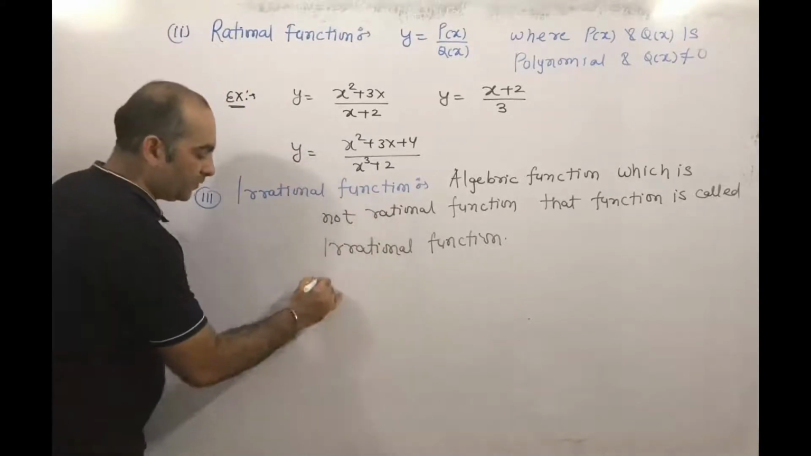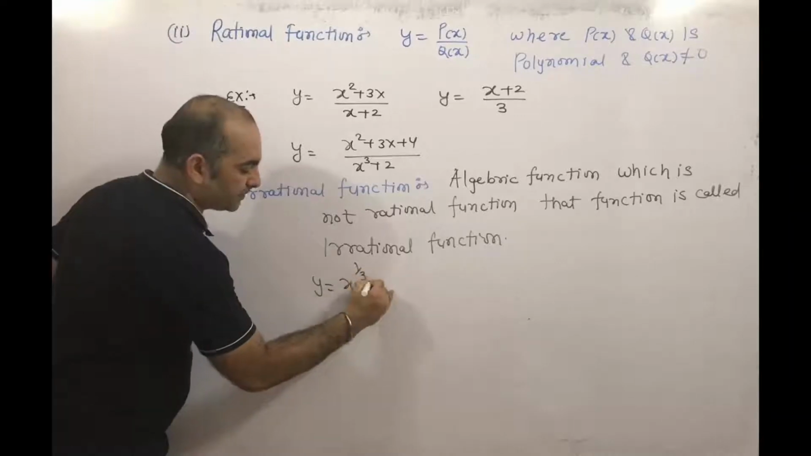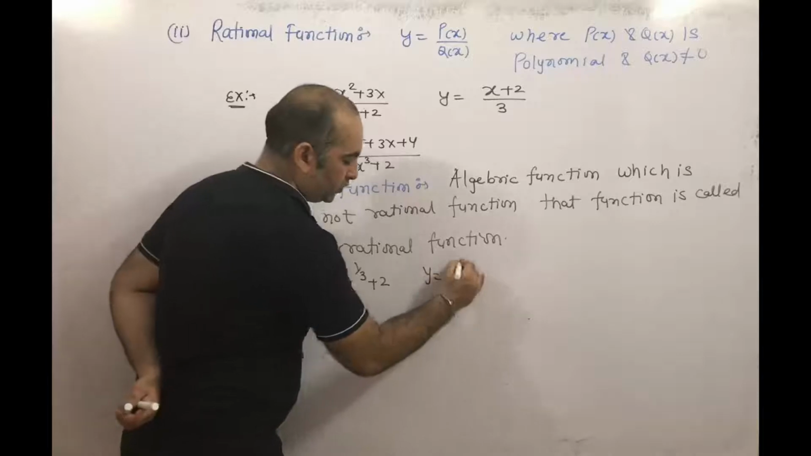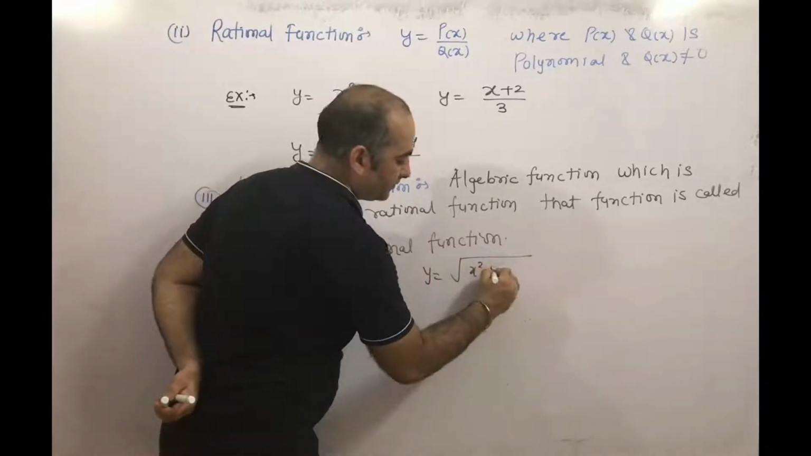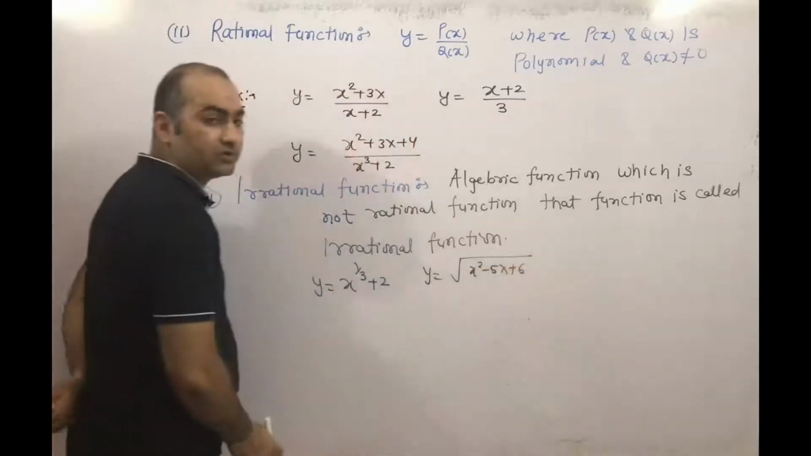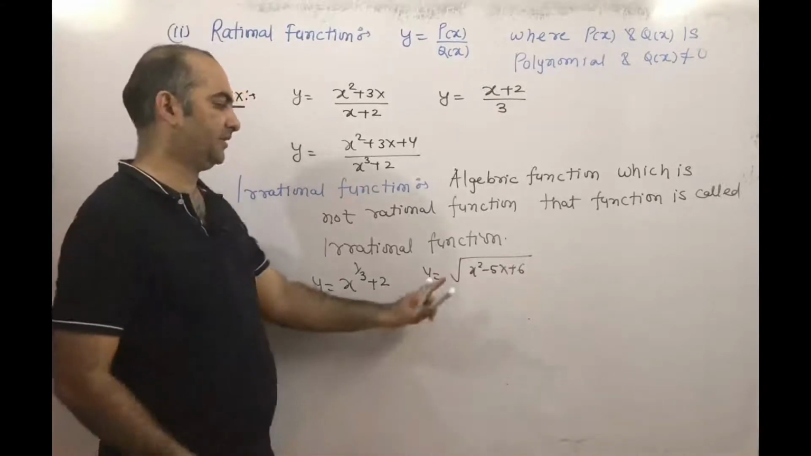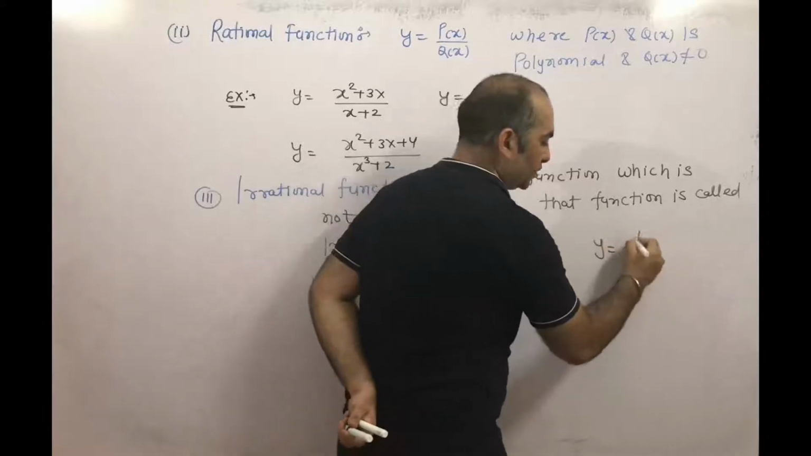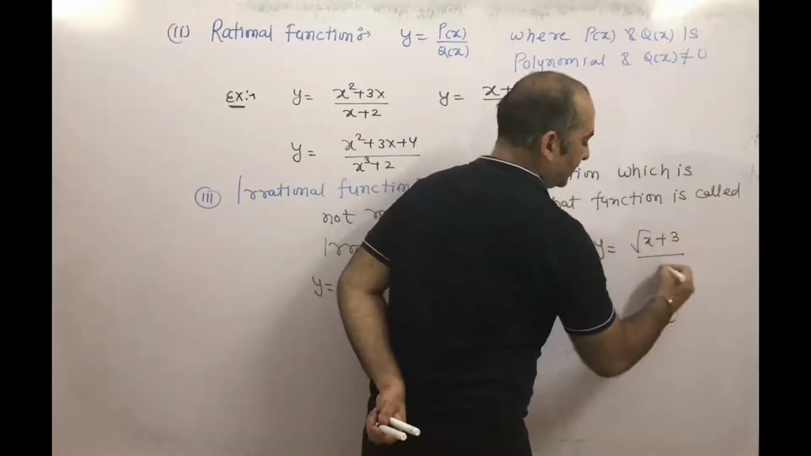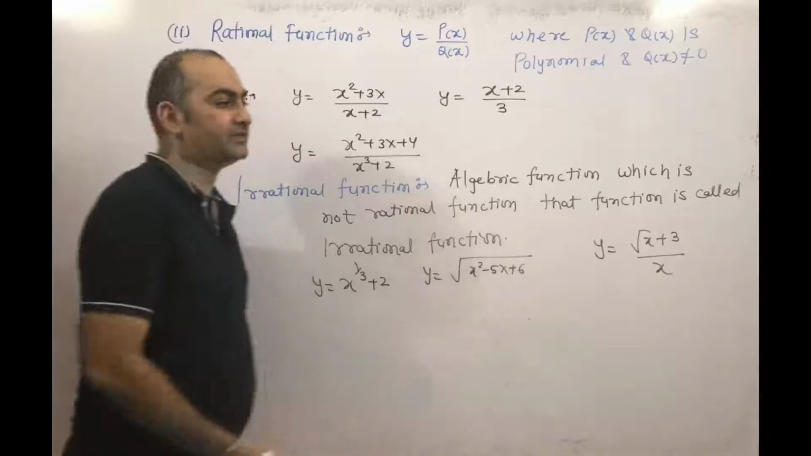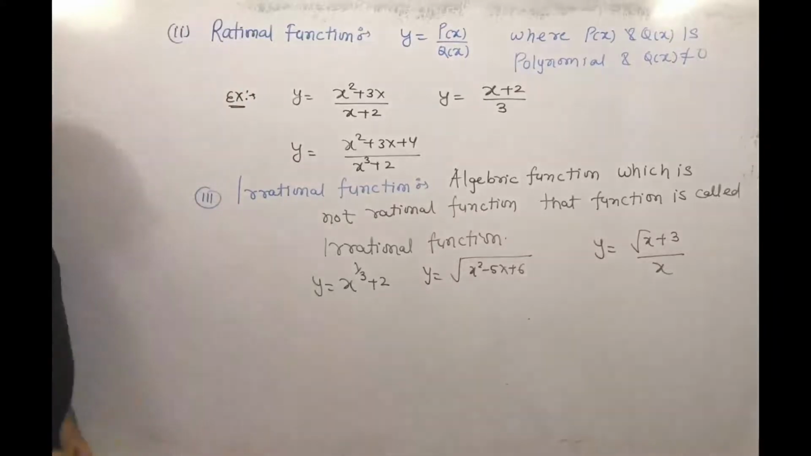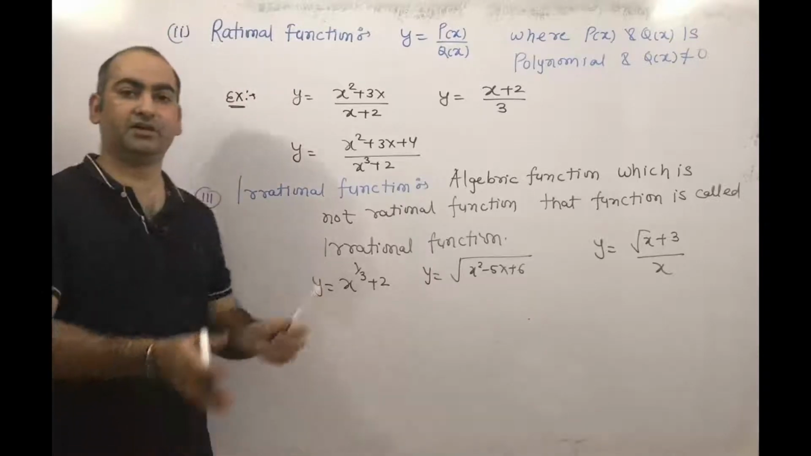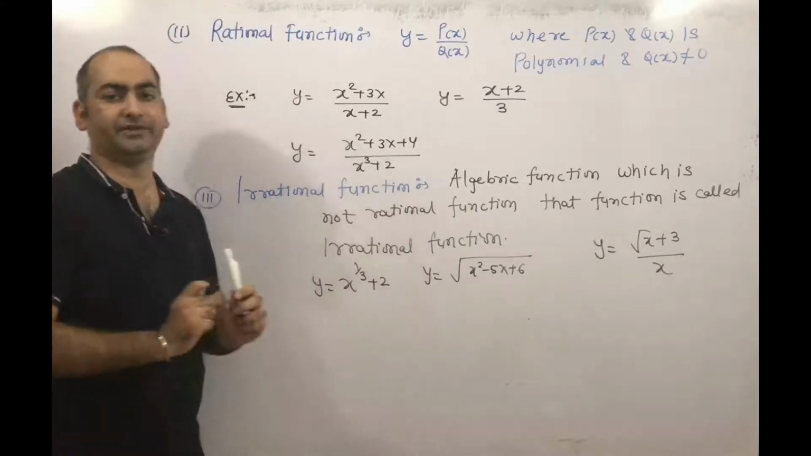For example, y equal to x power 1 by 3 plus 2. So this is an irrational function. y equal to root over x square minus 5x plus 6. This is also an irrational function because a square root is coming. Next, y equal to root x plus 3 divided by x. This is also an irrational function. So these are the irrational functions. Polynomial plus rational plus irrational, combined all together we can say algebraic function.